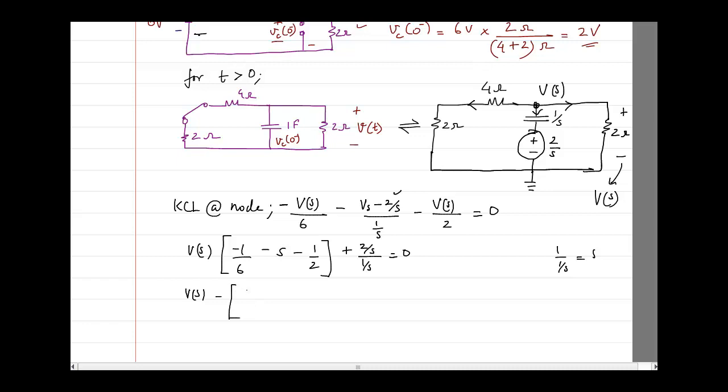Now if I am going to do the cross multiplication, before that I have to take 1 by 6 and 1 by 2. What is 1 by 6 plus 1 by 2?